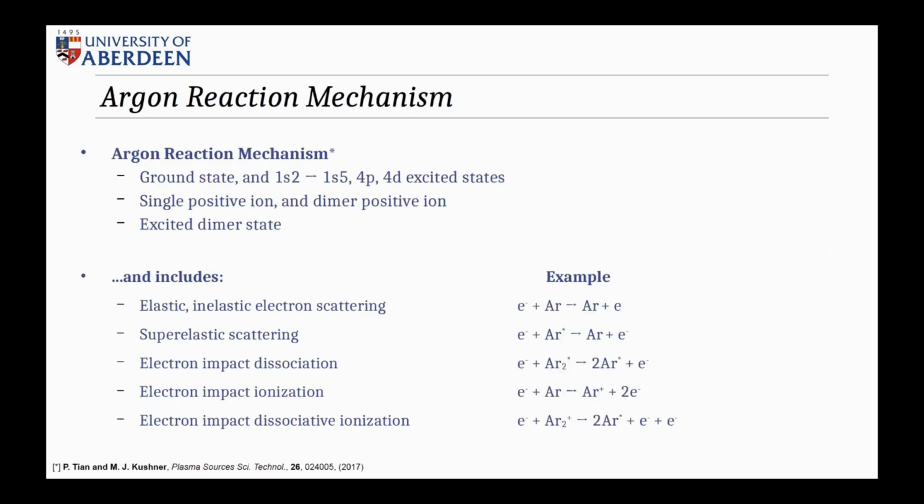The first results I'm going to show you use argon, and then we're going to move to a better gas later on. I'm not going to show you the whole reaction set because it's a bit boring, but basically it includes ground states, some metastable states, single and dimer positive ions, and then it includes these classes of reactions. It's quite a comprehensive argon set, and it was developed in a paper by Mark Kushner and Ken Tiang. It's actually the one that Mark himself cited with the UV.